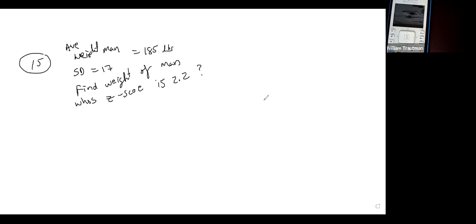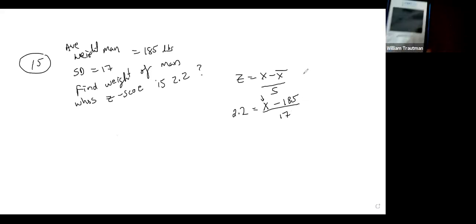All right, so let's go through the formula for this. It's the same formula. Z equals X minus X-bar over standard deviation. Here they tell us the Z-score is 2.2. We're trying to find my weight with a Z-score of 2.2. The average weight of a person is 185 and the standard deviation is 17. So we have to do some math. This is divided by 17.